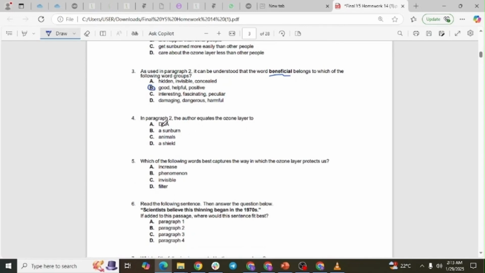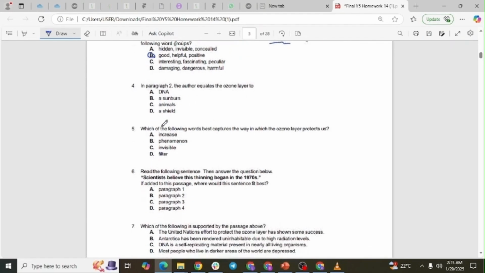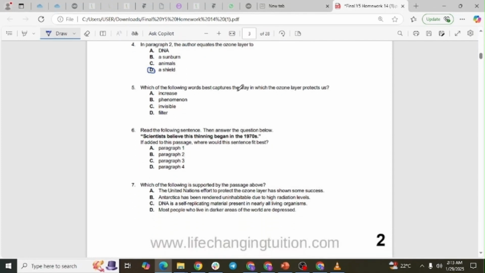Question 4. In paragraph 2, the author compares the ozone layer to A. DNA, B. A sunburn, C. Animals, D. A shield. Answer. D. A shield. Explanation. The passage calls the ozone layer an invisible shield, highlighting how it protects us from harmful ultraviolet radiation.